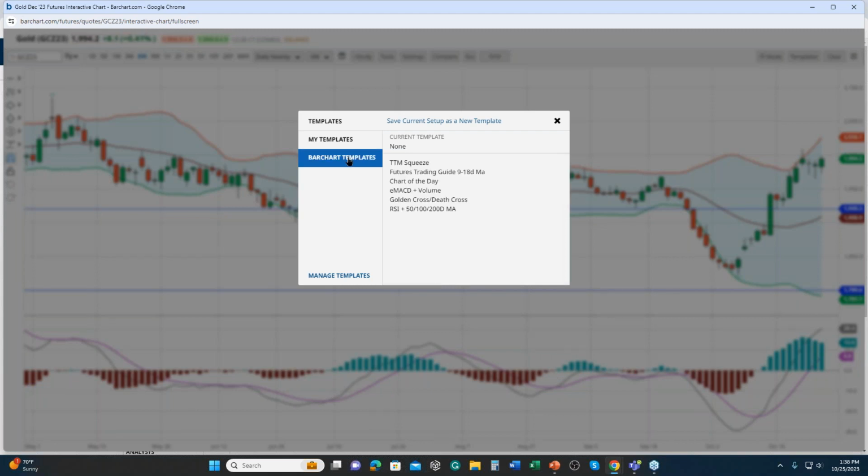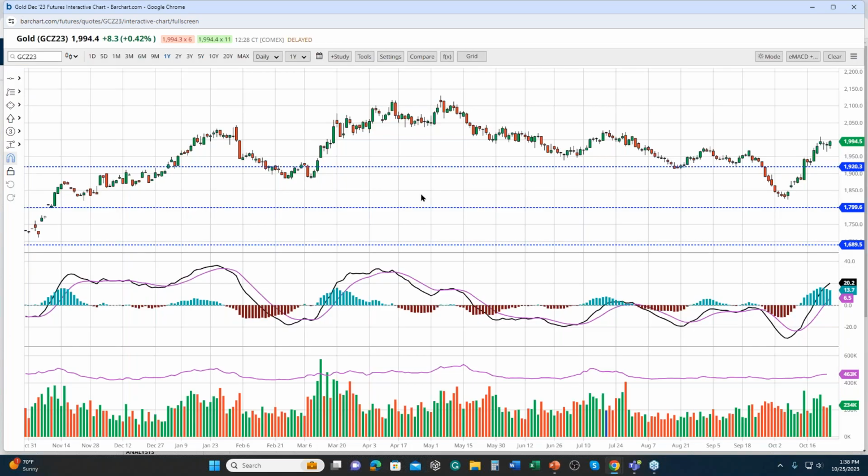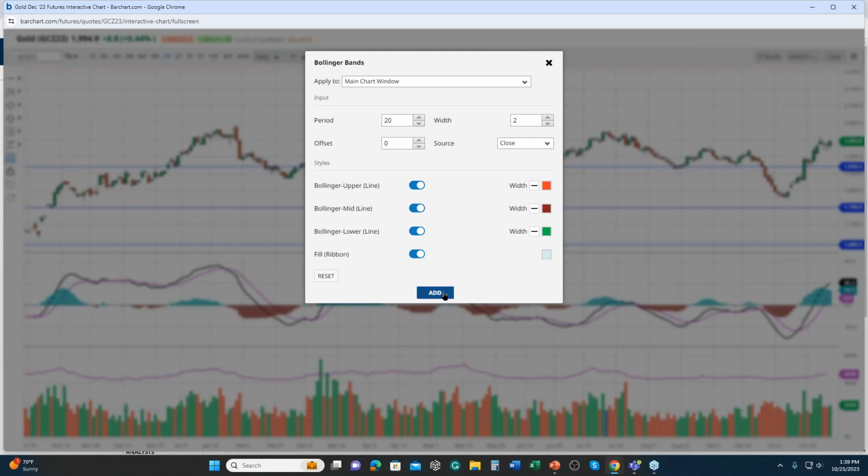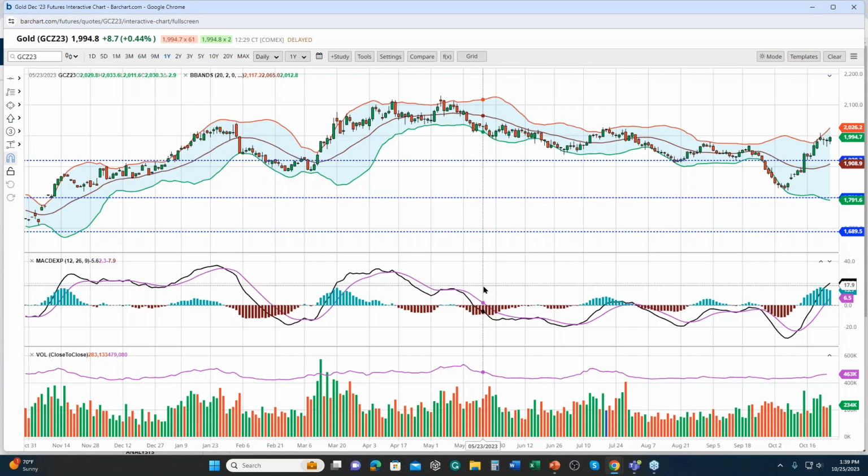But under bar chart templates, we have something called the EMAC plus volume. So there it is. Now, here is our EMAC and here's our volume. The only thing that I don't have is my Bollinger Band. So I just come back in my study and add my Bollinger Bands. And now we have basically my system.